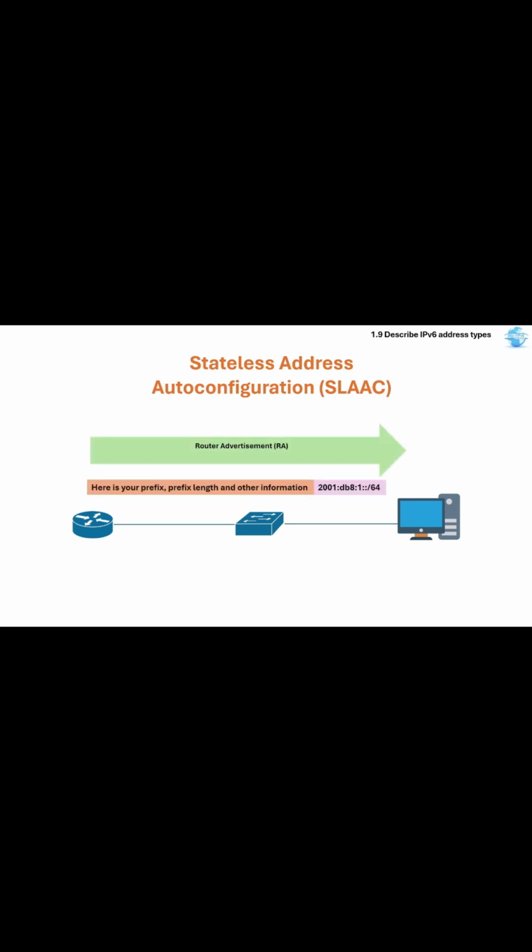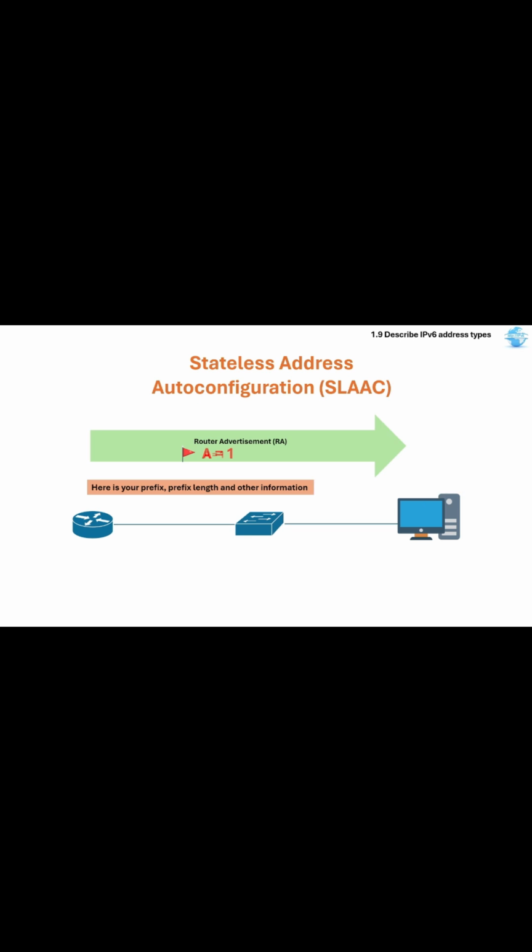IPv6 hosts listen to RA messages to know how to configure their addresses. These RAs contain the prefix, and they also contain some flags that indicate how the host should get its IP. One flag is the A flag, which stands for Autonomous Address Configuration flag. The A flag is a bit set in the RA message sent by an IPv6 router. If the A flag is set to 1, the device can use SLAAC to auto-configure its own IPv6 address.